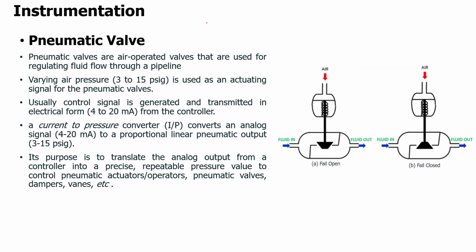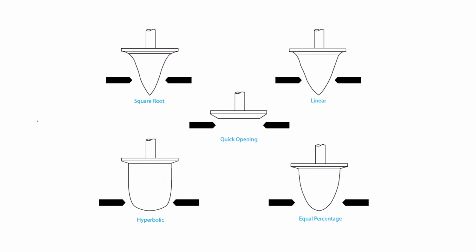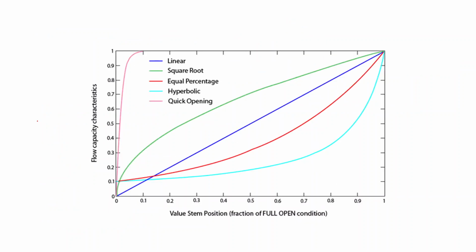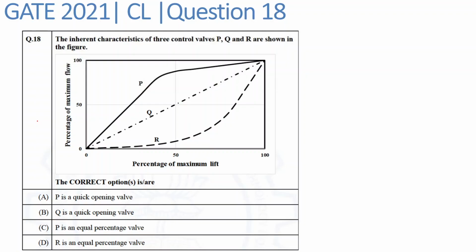Now we will be looking at instrumentation. We will be covering the pneumatic valve in this lecture, then the various characteristics of the different types of pneumatic valves based on the flow output. Then we will look at the diagrams, the response or the characteristics of the pneumatic valves, and then solve questions related to this instrumentation, that is, the pneumatic valve.